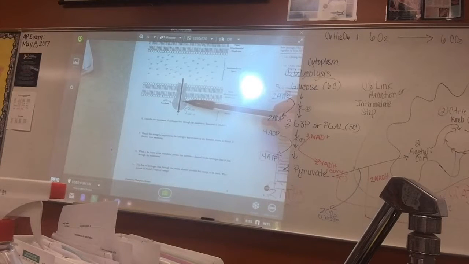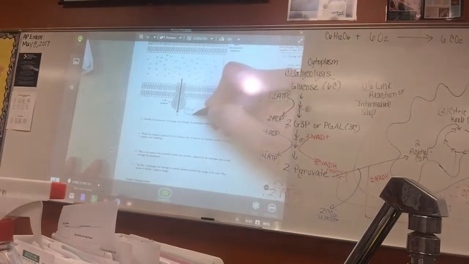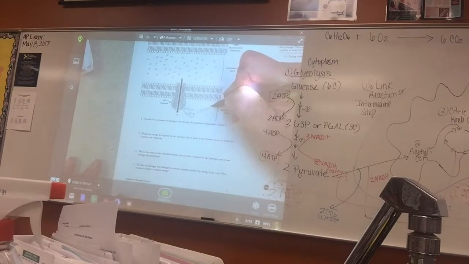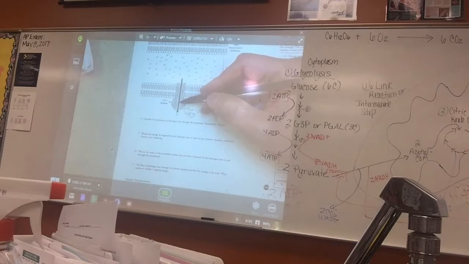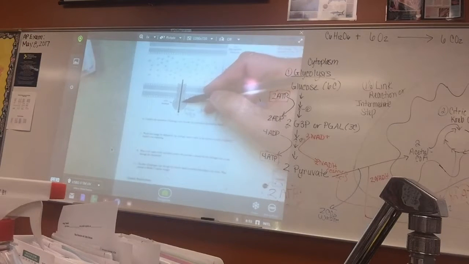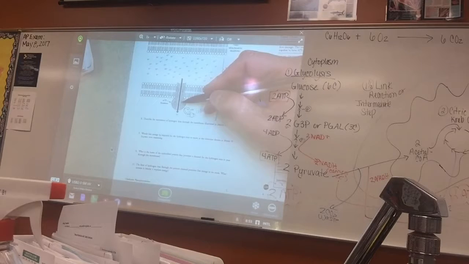10, what is the name of the protein that's moving through? ATP synthase. 11, the flow of ions through the protein channel provides free energy to do work. And what process requires energy? And that is the making of ATP. So to make ATP, to put the phosphate back onto ADP, this is an endergonic reaction. So this needs energy, and this enzyme, remember enzymes lower the amount of energy needed for a reaction to occur so it can happen faster.